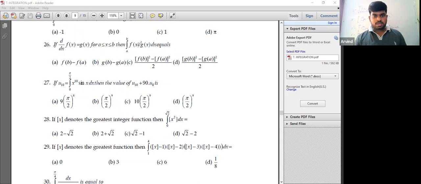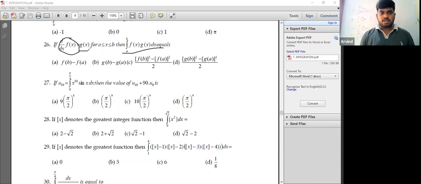The formula is here. What is the question? The question is the integral of f of x into g of x. What is g of x? G of x is nothing but f dash of x. Observe, g of x is f dash of x.